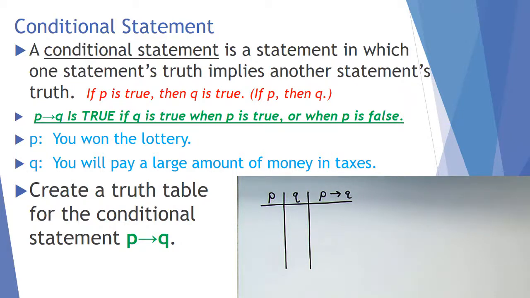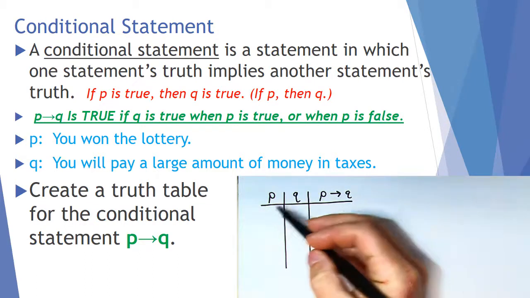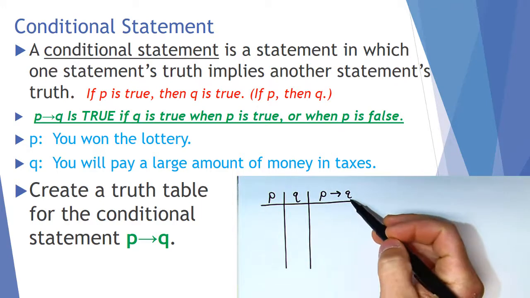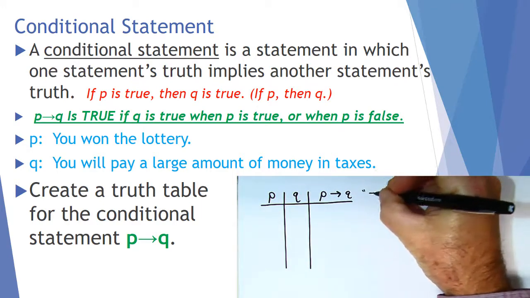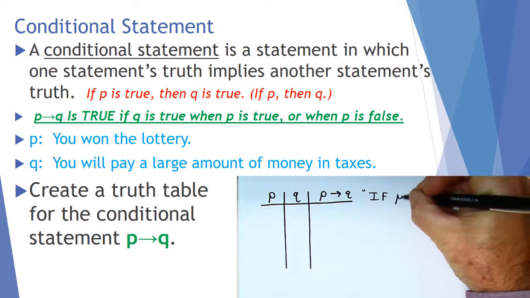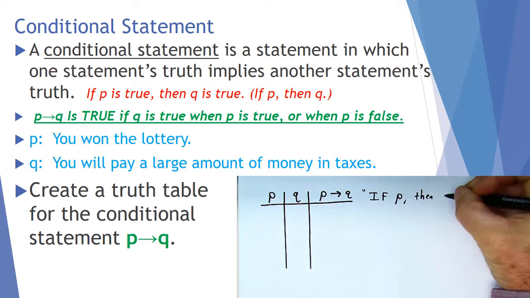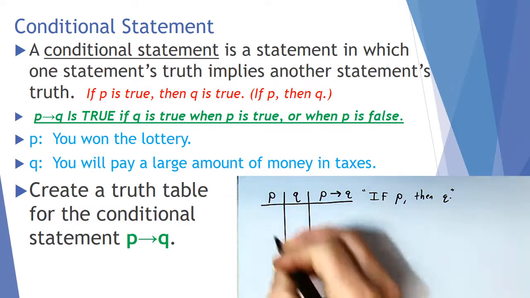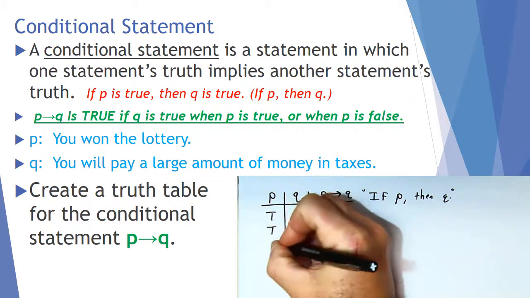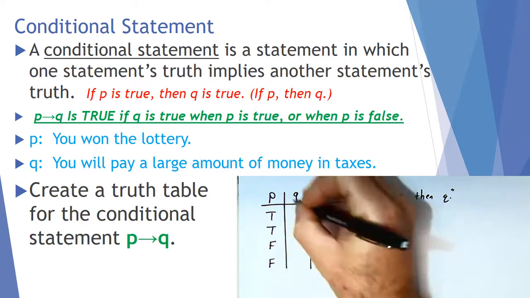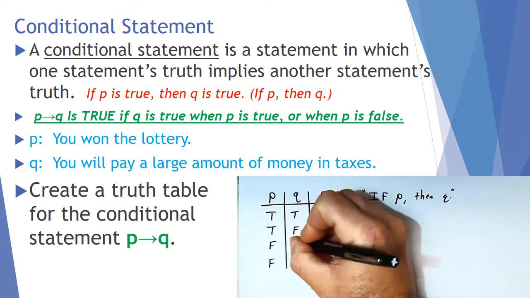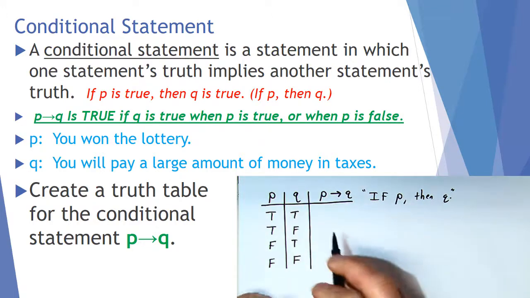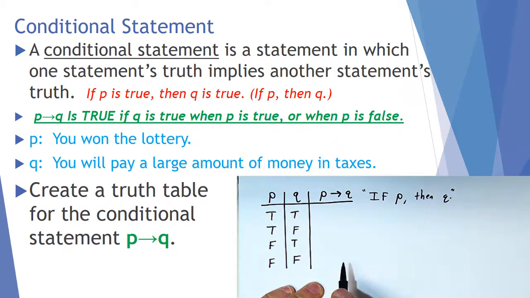Let's let P be the statement you win the lottery. Q is the statement you will pay a large amount of money in taxes. Okay, so our truth table then will have P and Q and the conditional statement P implies Q, or in other words, if P, then Q. So as always, we're going to have true, true, false, false for our P conditions, and Q will be true, false, true, false. Now, what will be the outcomes for P implies Q?